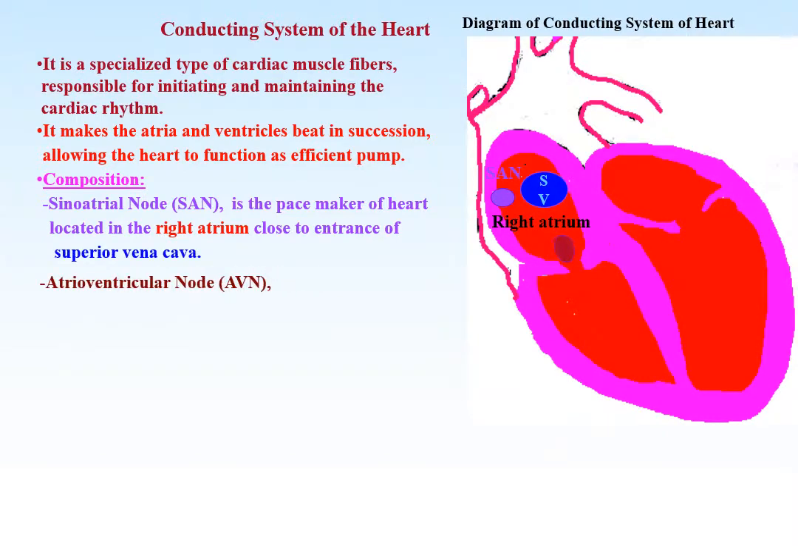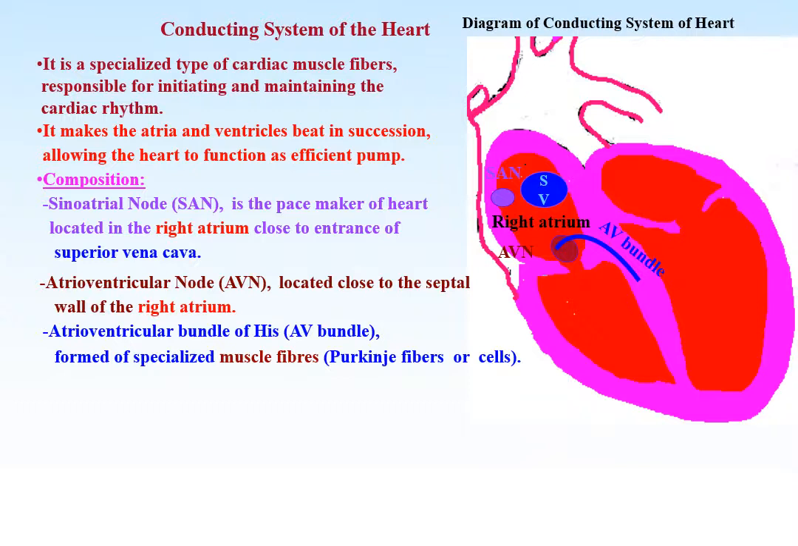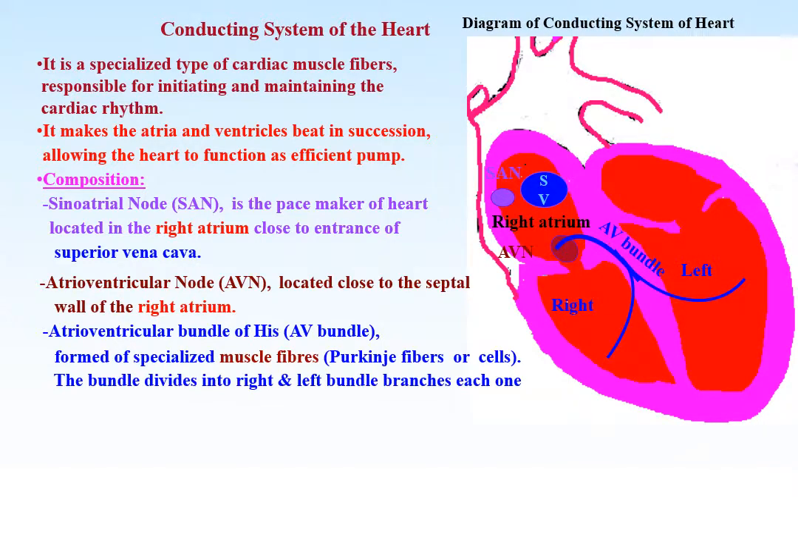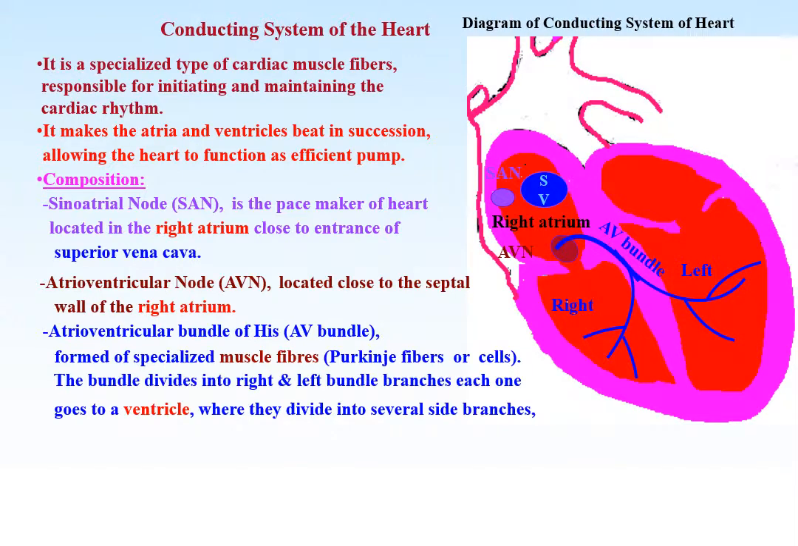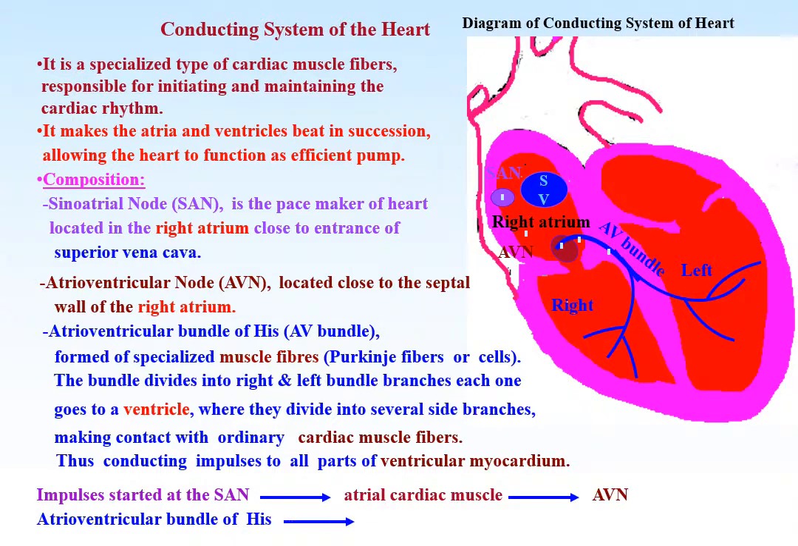Atrioventricular node, AV node, located close to the septal wall of the right atrium. Atrioventricular bundle of His, AV bundle, formed of specialized muscle fibers, Purkinje muscle fibers or cells. The bundle divides into right and left bundle branches. Each one goes to a ventricle where it divides into several side branches, making contact with ordinary cardiac muscle fibers, thus conducting impulses to all parts of the ventricular myocardium. Impulses started at the SA node, then go to the atrial cardiac muscle, then AV node, atrioventricular bundle of His, then to the ventricular myocardium.